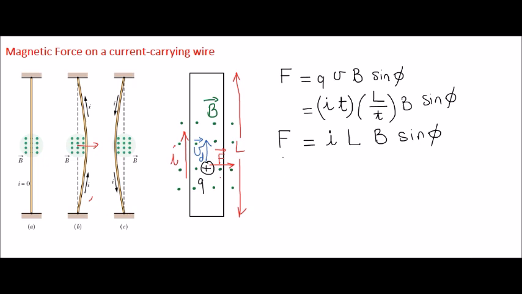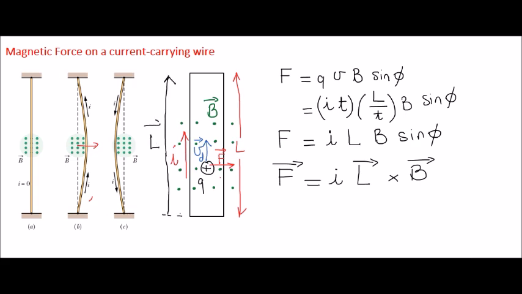If I want to write this force in vector form, I will write it like this. The force is equal to what? Current is a scalar. The length, I can write as a length vector, L cross B. What is L? The magnitude of this vector is just the distance L, and the direction of the vector is the direction of the current. So if I do L cross B, and multiply that by the current, I get the magnetic force.